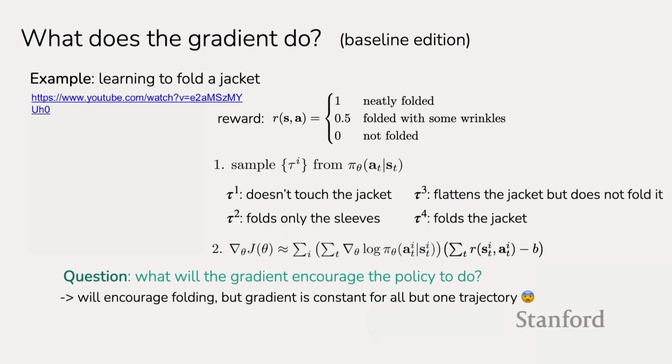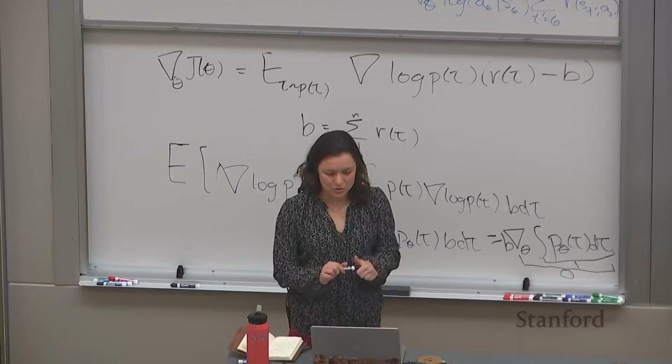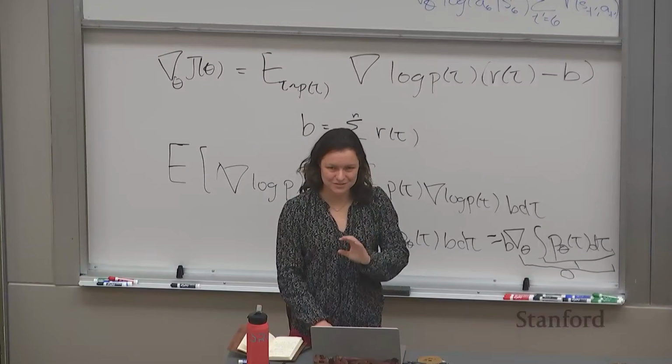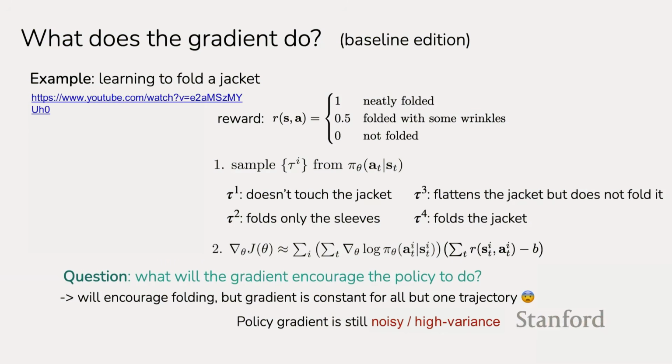So in some ways this is good. It will encourage folding, but the gradient is constant for trajectories 1, 2, and 3. And on Friday, we'll see ways to make this a little bit better. One of the takeaways here is that policy gradient is still noisy and still high variance. It really is going to work best if you have dense rewards rather than rewards that are sparse, and it'll work best if you have large batches of data. Because if you didn't actually sample this fourth trajectory and you only sampled failures, then you would have 0 gradient and you wouldn't be able to improve.